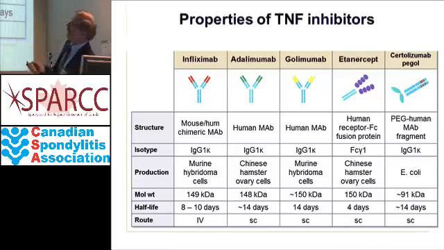So at the moment, there are 5 products on the market for ankylosing spondylitis in Canada. One is given intravenously, infliximab. It's given every 8 weeks after loading doses. The others are self-administered by subcutaneous injection. Adalimumab is every 2 weeks, golimumab is once a month, etanercept is once a week, and certolizumab is either every 2 weeks or 4 weeks. And these are all molecules that are designed to block the effect of TNF.